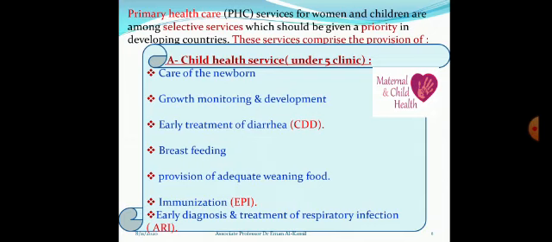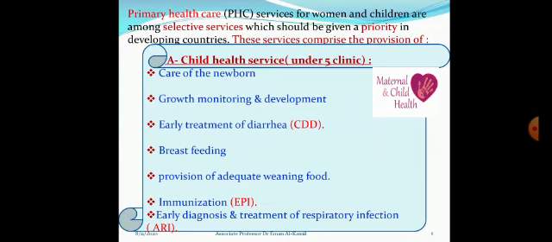So primary healthcare services for women and children are among the selective services which should be given priority in developing countries. The primary healthcare services provided for the child and the mother are called maternal and child health, and this is composed of, first, child health services. In the past it was called the under-5 clinic, because it provides services for children under 5 and for the newborn.